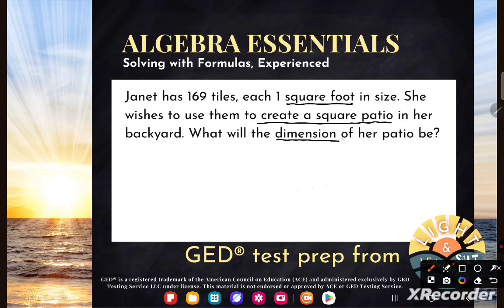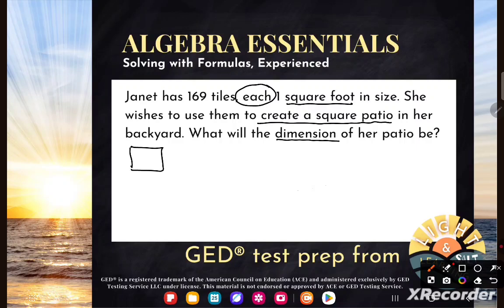I was looking at this problem. I was like, should I have dimension or should I have dimensions? And actually, it works either way, and I'll explain to you why in just a second. But here's what I want you to notice. We have 169 tiles. Yes, we could call them a tile, but notice that each one of those tiles is 1 square foot in size.